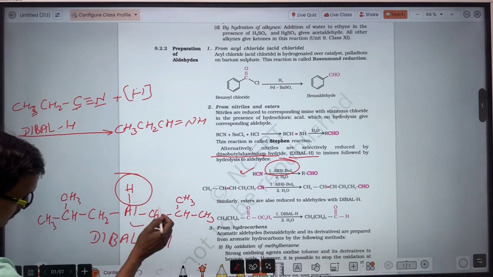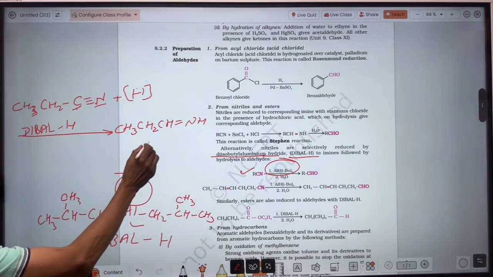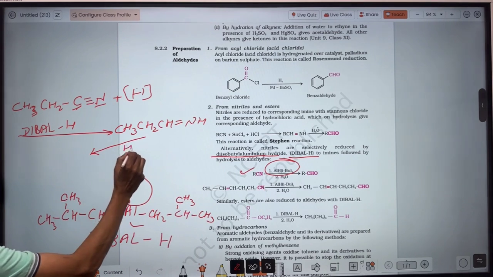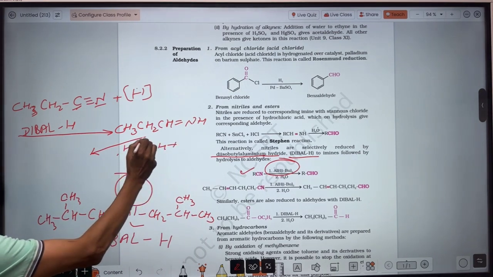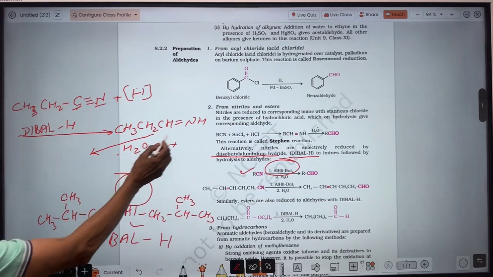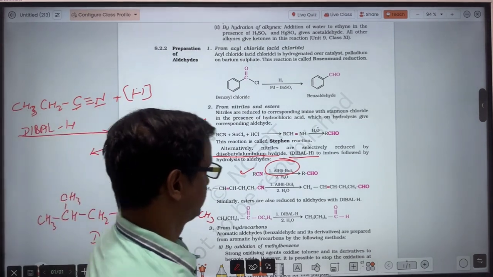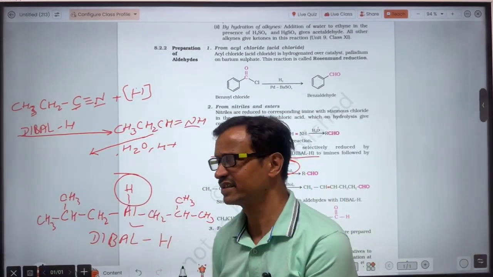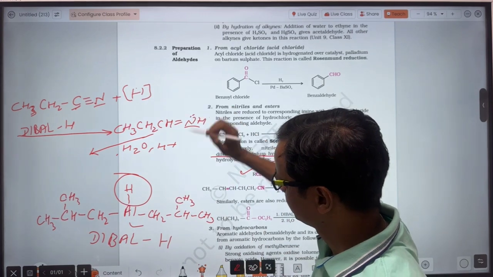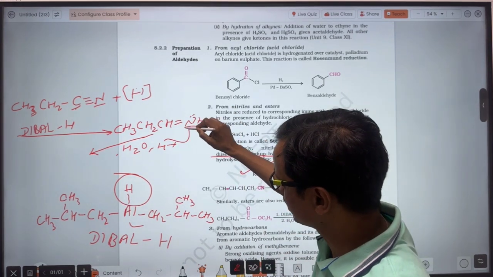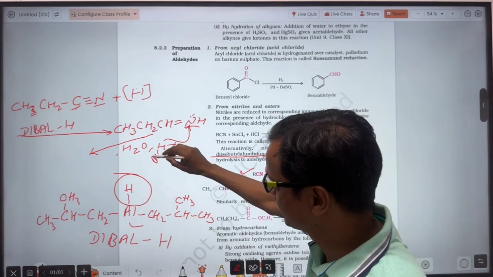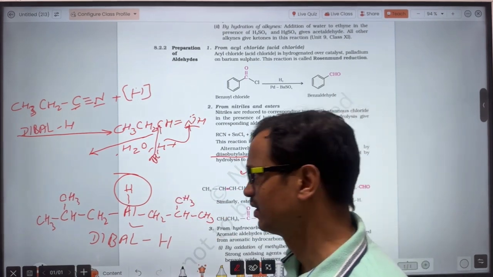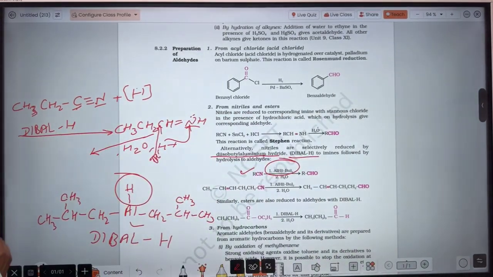Then it reacts with water, acidic water. So what happened? Nitrogen is more electronegative, and there is a lone pair of electrons on the nitrogen also. So H plus will get attracted towards this nitrogen, and the OH part of water will get bonded to this carbon. So what will the compound be here?